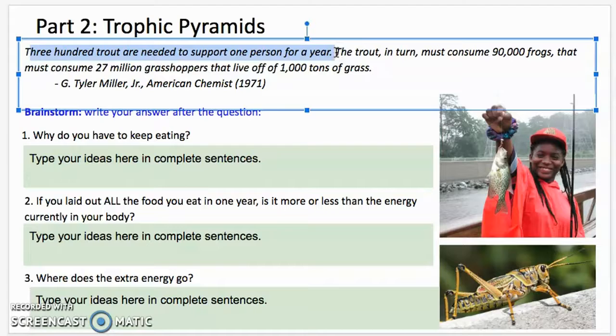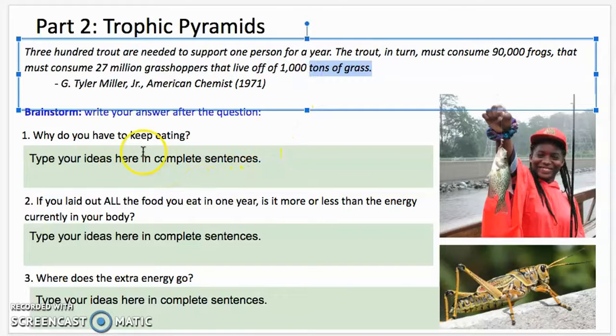This makes sense that in a year you would eat at least one fish a day, maybe even more. The trout, in turn, must consume 90,000 frogs. That's to feed 300 trout for a year. They have to eat all those frogs. For 90,000 frogs to stay alive, you'd have to provide them with 27 million grasshoppers over the course of a year. And those grasshoppers to grow would need about 1,000 tons of grass, so fields and fields of grass. So one way to think about it is, to support you and how much you eat, there needs to be fields and fields of grass.